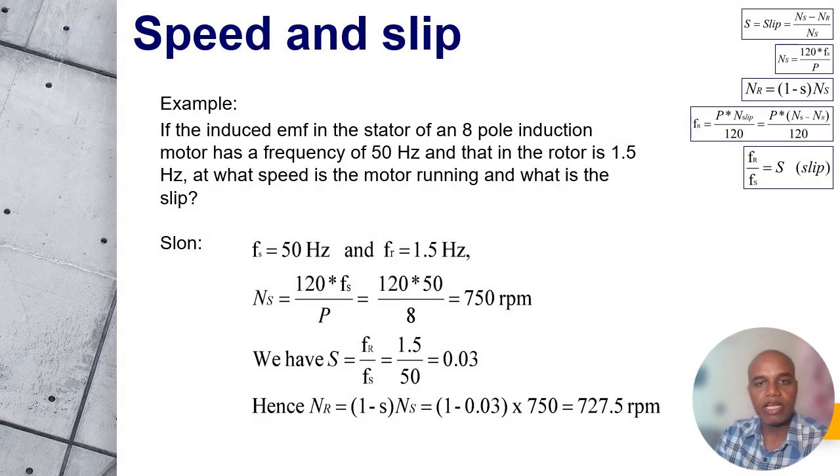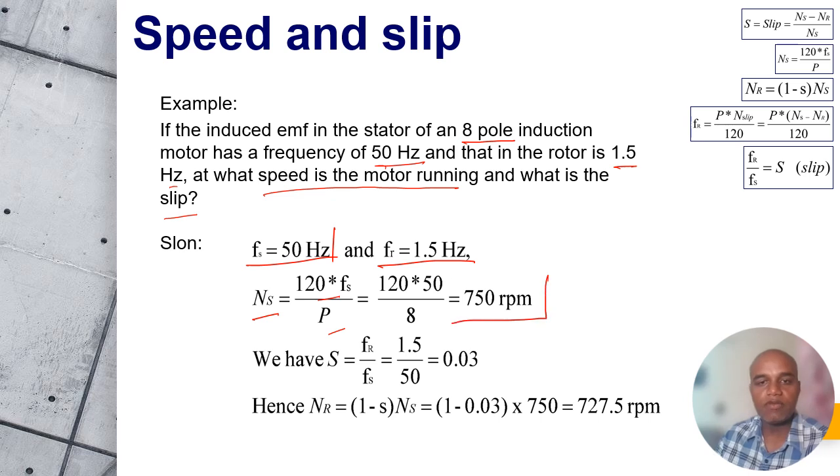Here I have taken a very simple example. Let's say I have an induction motor having 8 poles. The frequency is given as 50 hertz, and the rotor frequency is 1.5 hertz. At what speed is the motor running, and what is the slip? As the supply frequency and rotor frequency are given, I know that synchronous speed is 120 f over P, so I will find the synchronous speed.